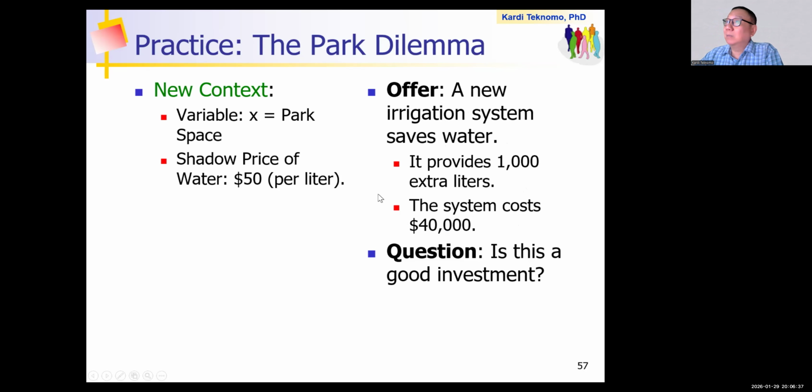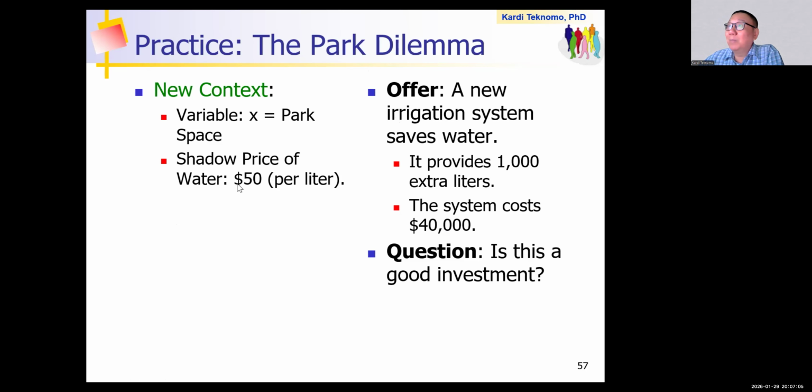So this one has only one variable. So you check. Yes, Lester, what do you think? I think it's a good investment since the total price for the water would be 50,000 dollars and the system would only cost 40,000, so you have a profit of 10,000. Yes, very good.